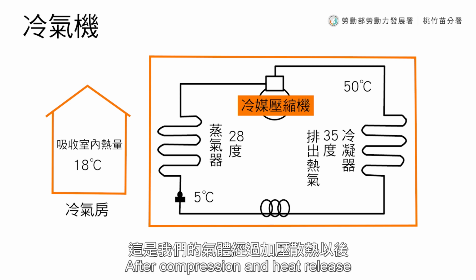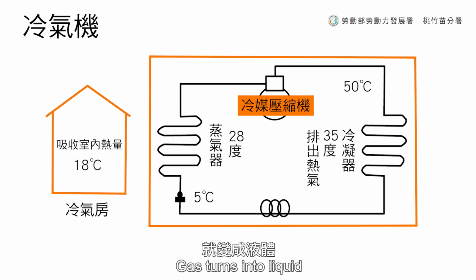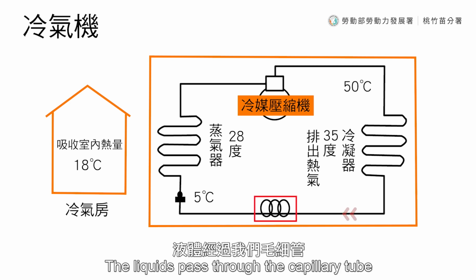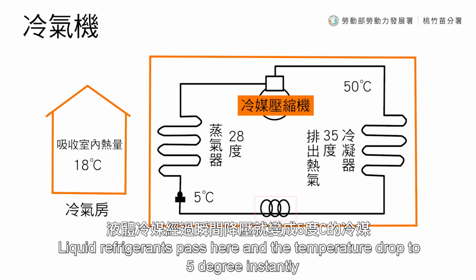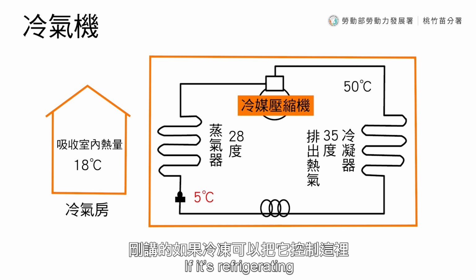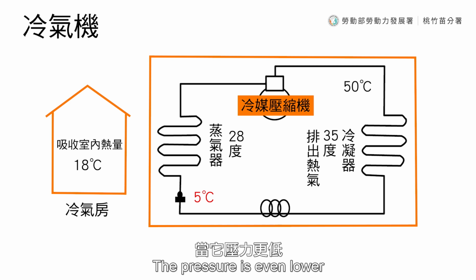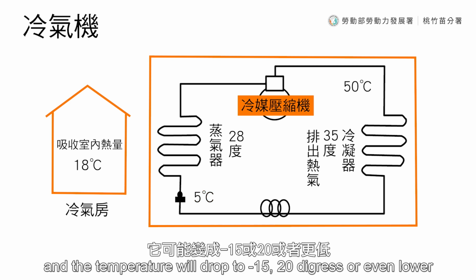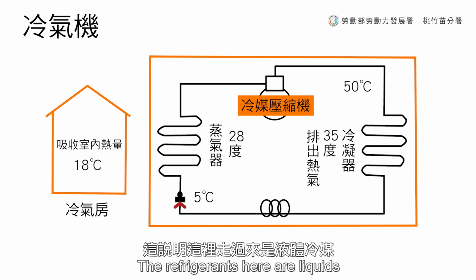After compression and heat release, gas turns into liquid. The liquids pass through the capillary tube. This is made of copper. Liquid refrigerants pass here, and the temperature drops to 5 degrees instantly. This is how AC works. If it's refrigerating, the pressure is even lower, and the temperature will drop to minus 15, 20 degrees or even lower.